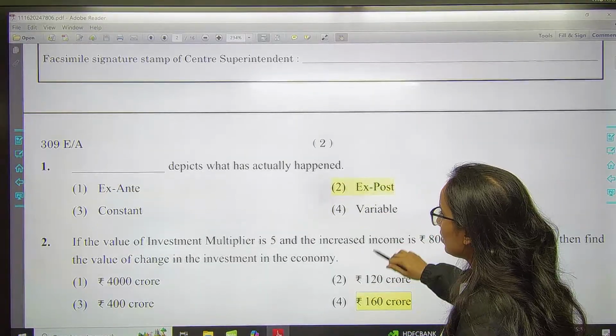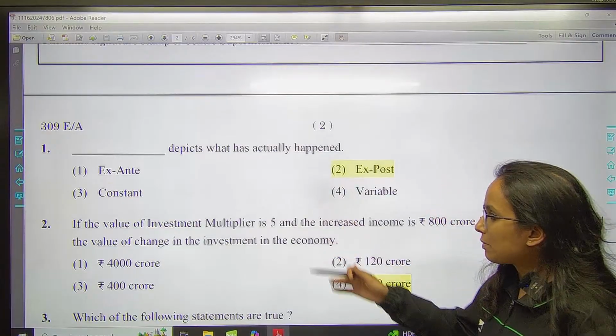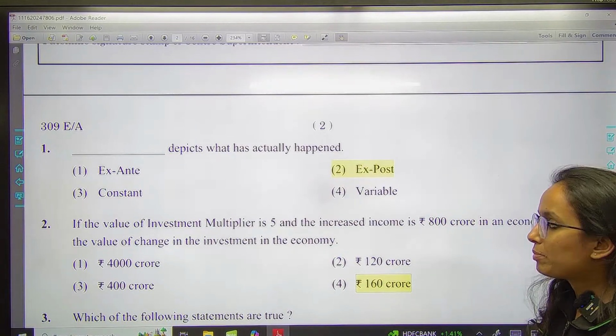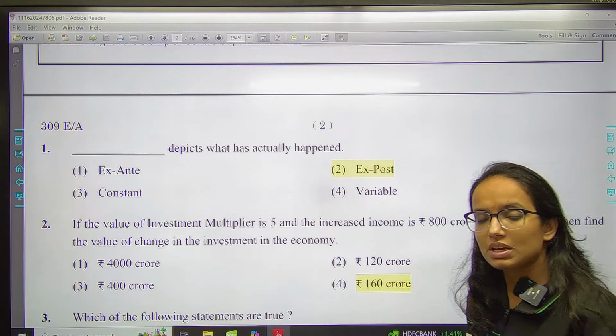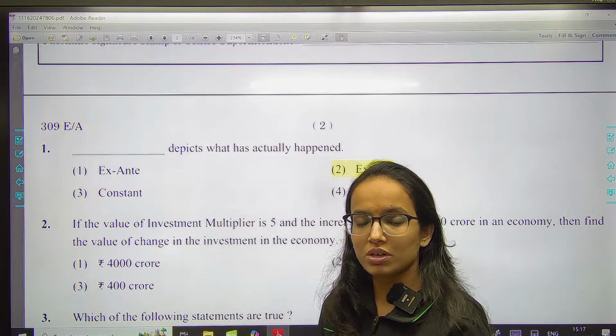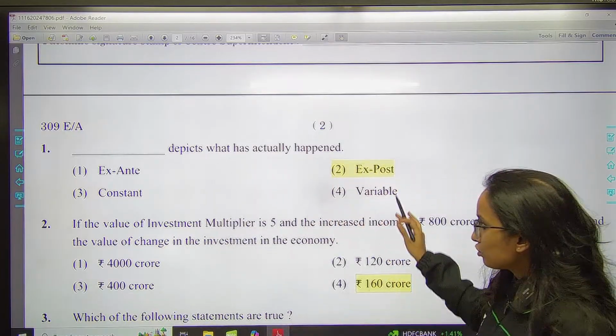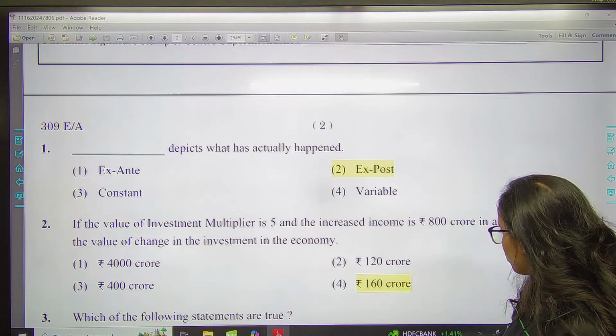Now let's quickly see the topics they have asked recently. The first topic: what depicts what has actually happened. They have asked the difference between ex ante and ex post. Ex post basically reflects what has actually happened. Ex ante means what is expected to happen, right? So these kinds of basic definitions, the differences between definitions, they have asked.